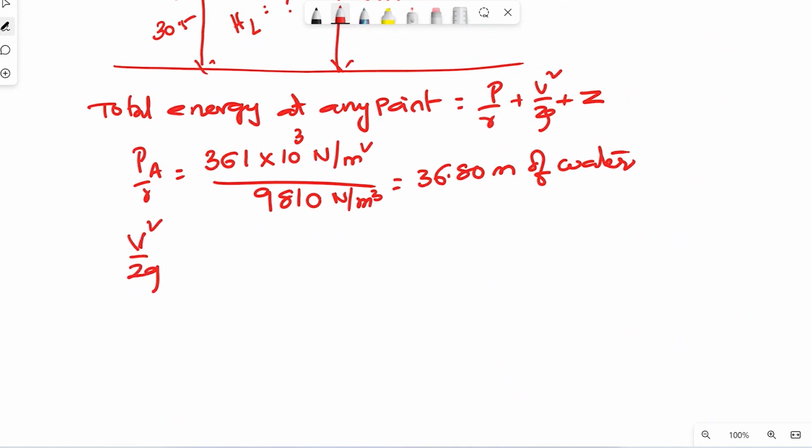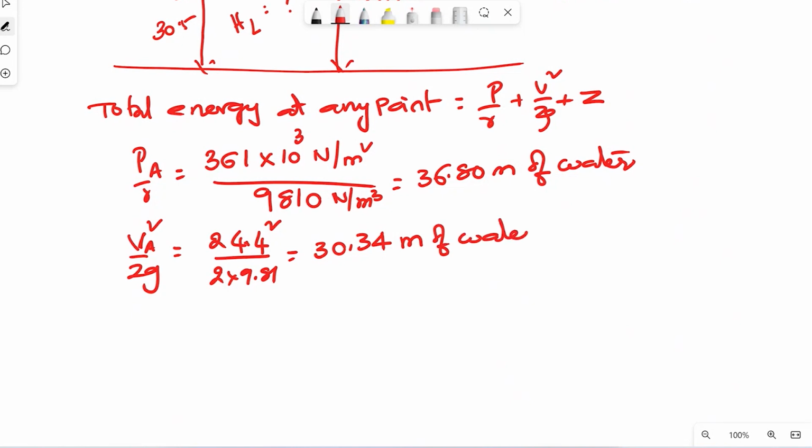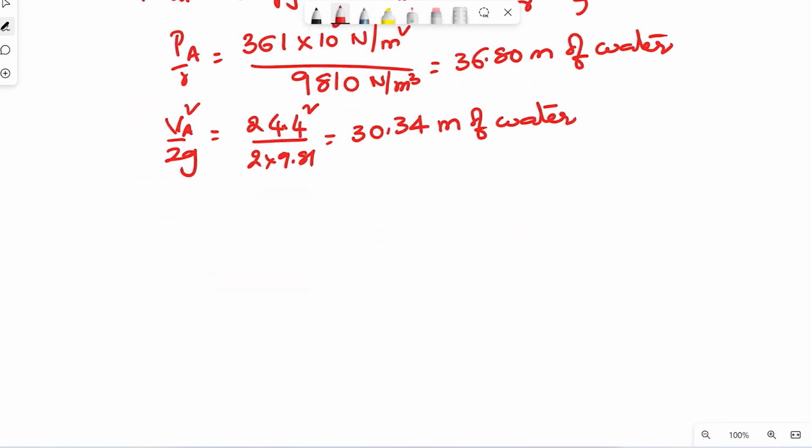Then what is V squared by 2g? Because velocity is given, we will calculate Va squared by 2g. V is how much he has given? 24.4. 24.4 whole square divided by 2 into 9.81 amounts to 30.34. It is again meters of water, whatever fluid is flowing. Then next, ZA is how much he has given? ZA is equal to 30.5, so it is 30.5 meters of water.